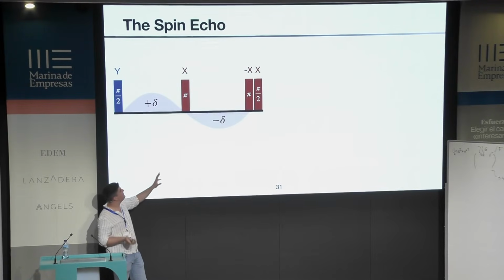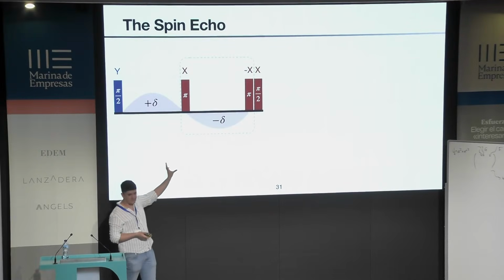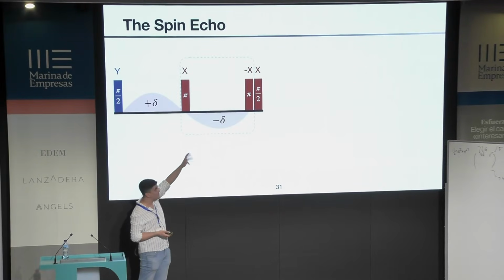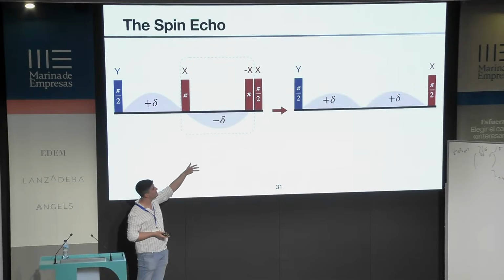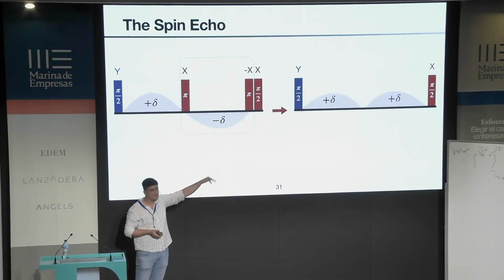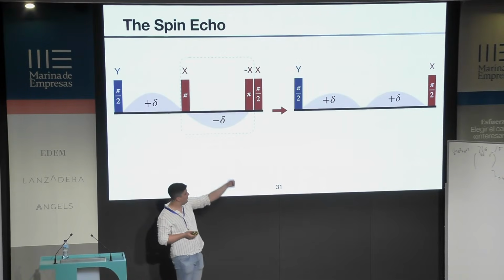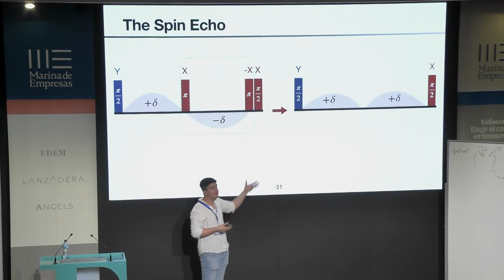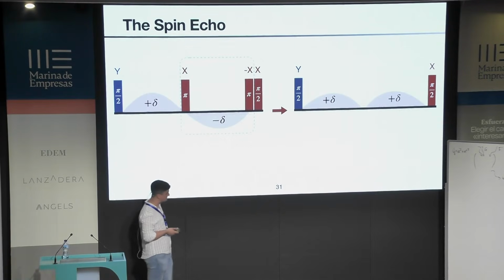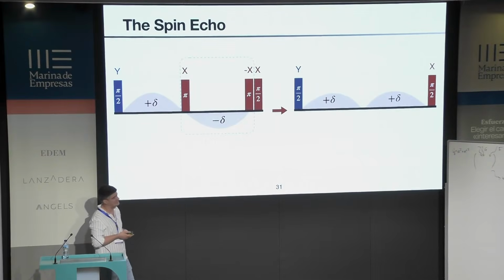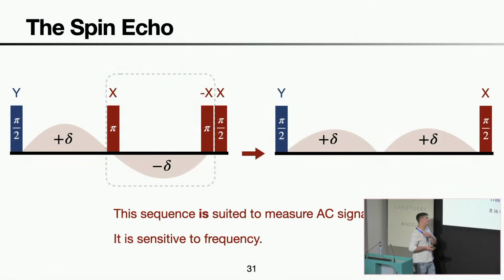If you remember from the previous slide, we know what this thing does. It just flips the sign of this phase. And so it would be a Ramsey in which both parts of the wave are positive. And this thing indeed measures AC signals.